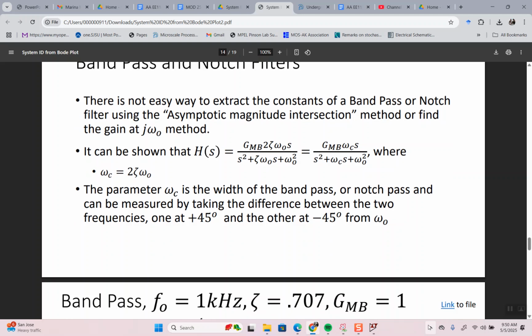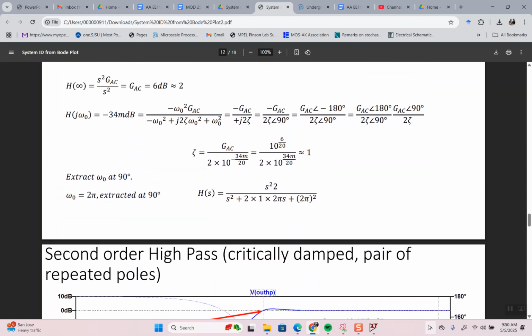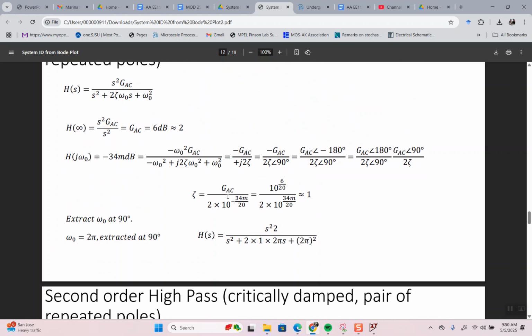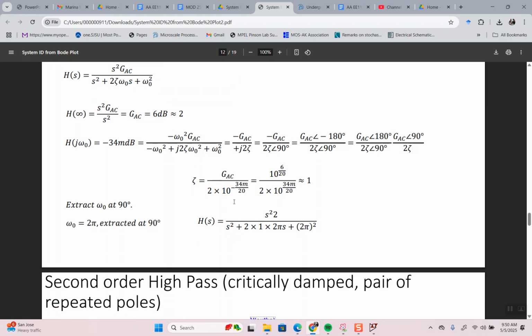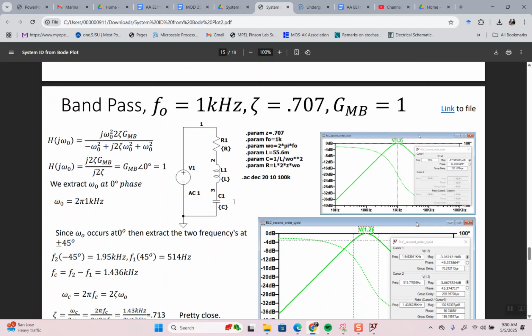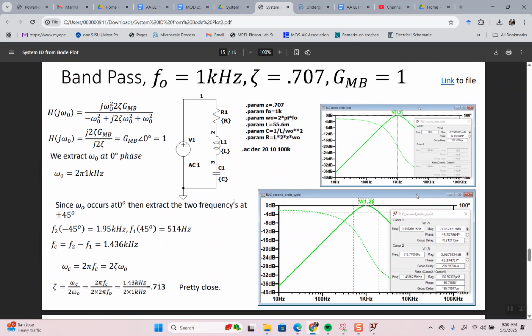What it is, the damping coefficient just has the high frequency gain, the low frequency gain divided by the gain at omega naught. But when we do notch filters and bandpass filters, it doesn't work that way. So at omega naught, there's not enough information. So you actually have to do it a different way, all right?